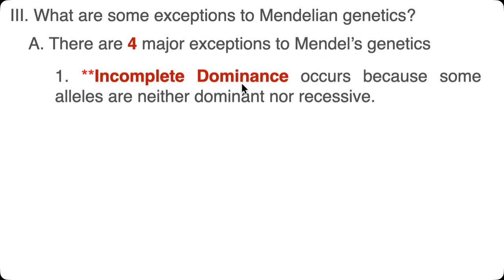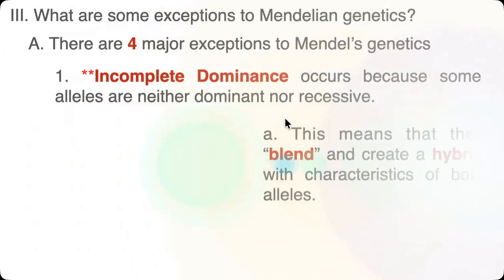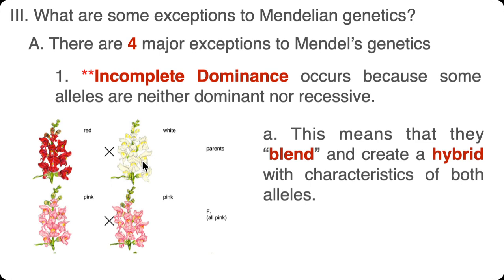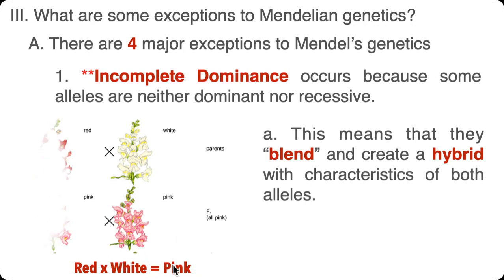Incomplete dominance. So some traits are neither dominant nor recessive. Instead, the offspring blend the different alleles together and make a hybrid. A good example of that is in flowers, snapdragons and carnations. If you have a red snapdragon and a white snapdragon, when they combine their alleles together and have children, they actually mix and make pink snapdragons. So you can think of incomplete dominance as being a blending of the two. Red and white makes pink.